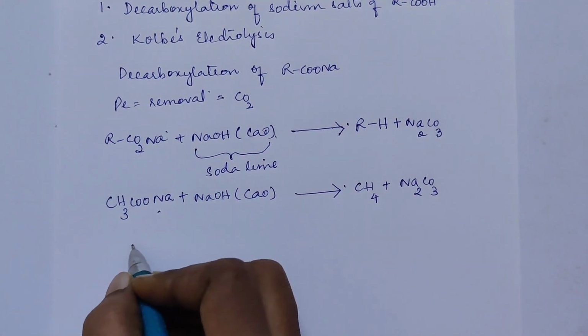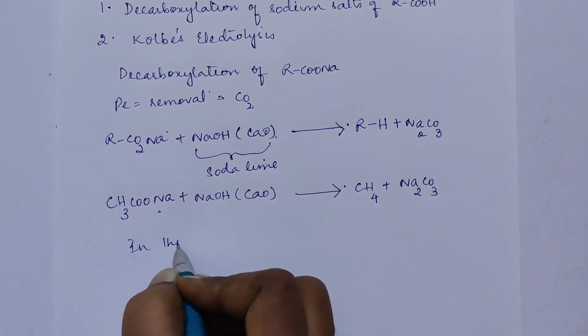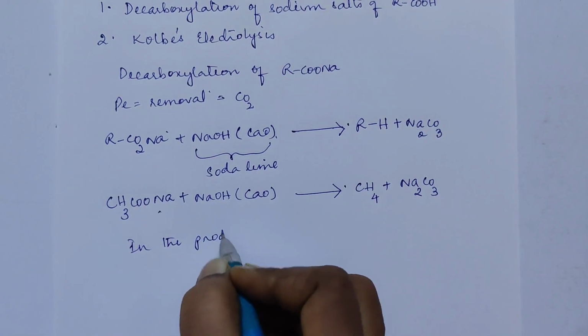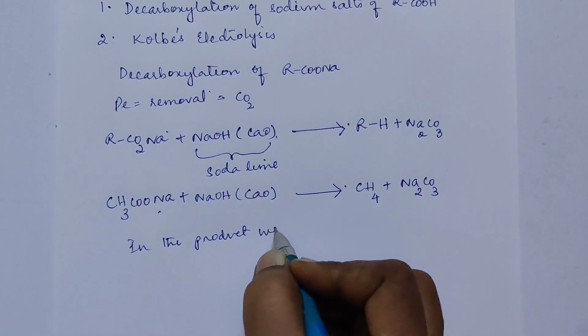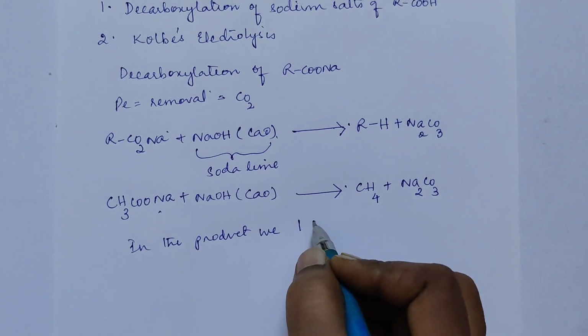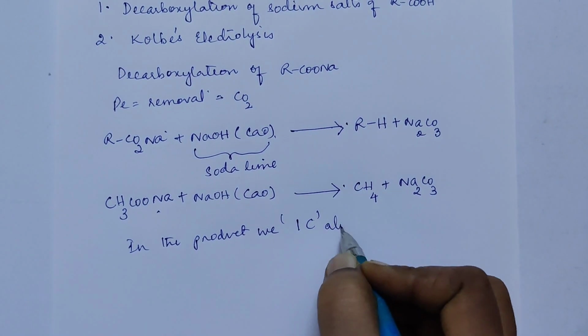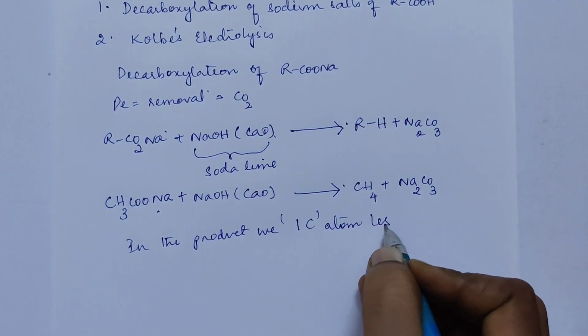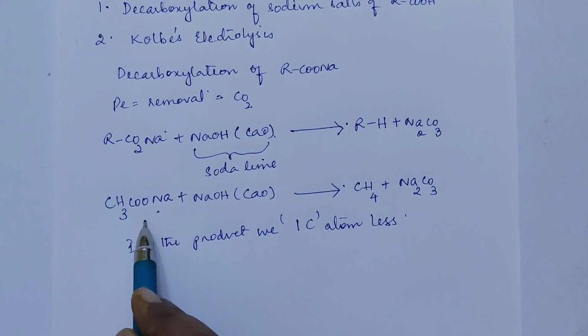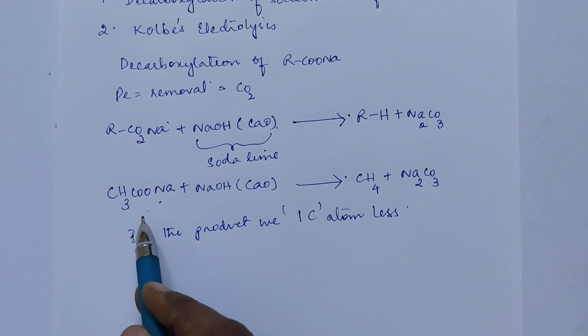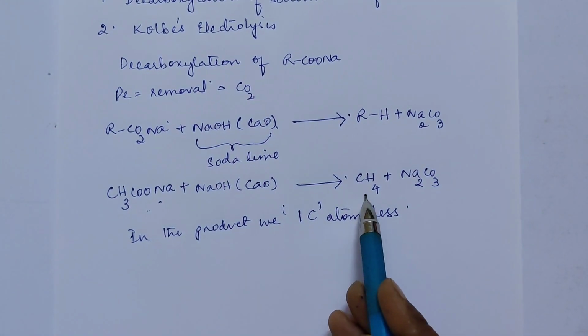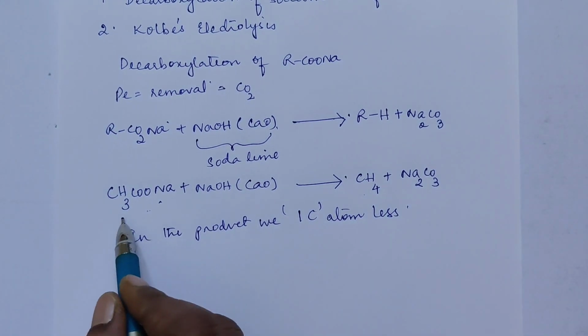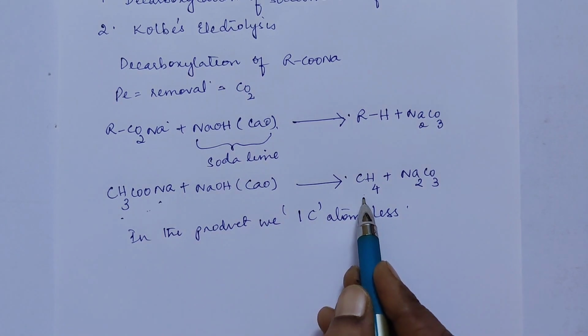So here in the product we get one carbon atom less. So if we have two carbon atoms in the starting material, then we have one carbon atom in the product. So here if we take acetic acid, we are getting methane.